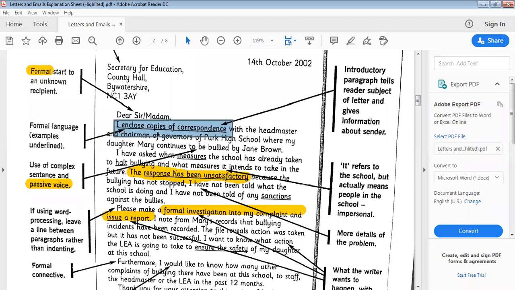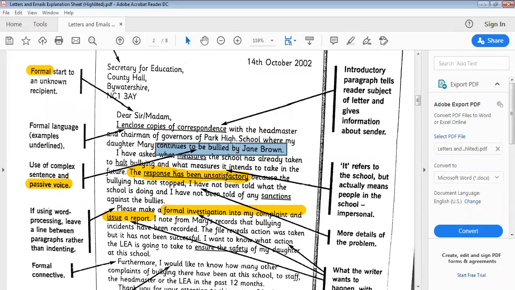I enclose copies means I have put or provided copies. Correspondence means letters. This means that this person has already sent a number of letters. Concerning what? Concerning that Mary, his daughter, continues to be bullied by a person called Jane Brown. So from the first paragraph, I get to know the purpose of this letter. This person is writing to complain that his daughter, Mary, is bullied by Jane Brown. As you can see, the sender got straight to the point.